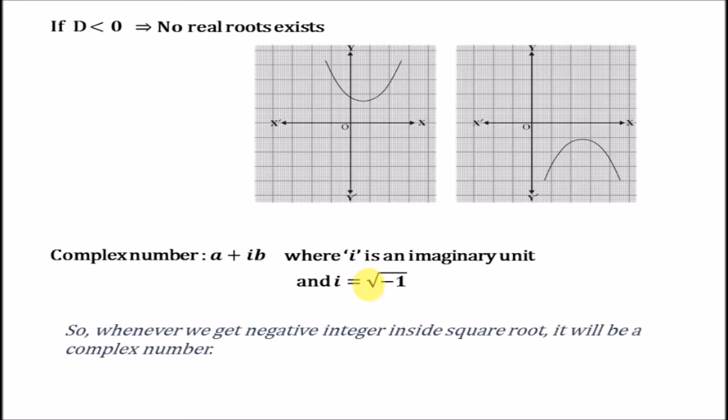So whenever we get a negative number inside a square root, we need to remember that it will be a complex number. About complex numbers, you will learn in the next class, that is in class 11 in higher mathematics. For the time being, you just need to remember that if D is greater than or equal to 0, then real roots exist and we need to solve for them only. You don't need to solve complex roots for the time being.